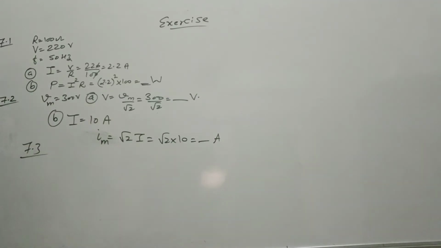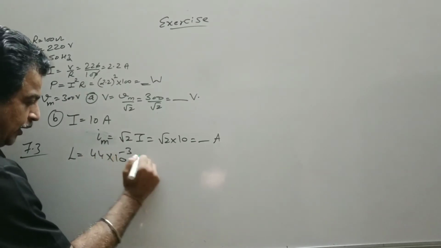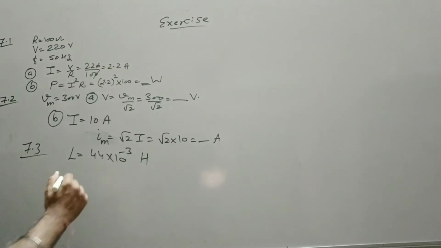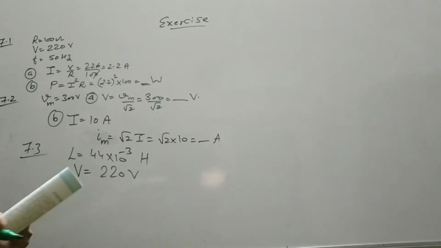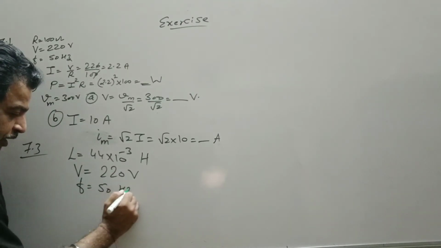Then 7.3. A 44 millihenry inductor, so 44 into 10 raised to minus 3 henry. So the circuit is inductive, connected to 220 volt, that is Vrms, 220 volt. And the supply is 50 hertz, so f is equal to 50 hertz.